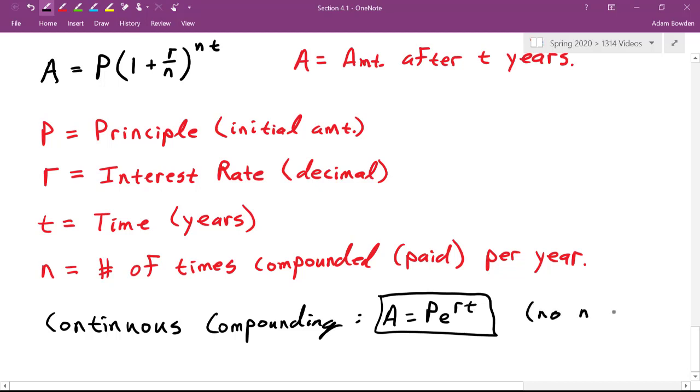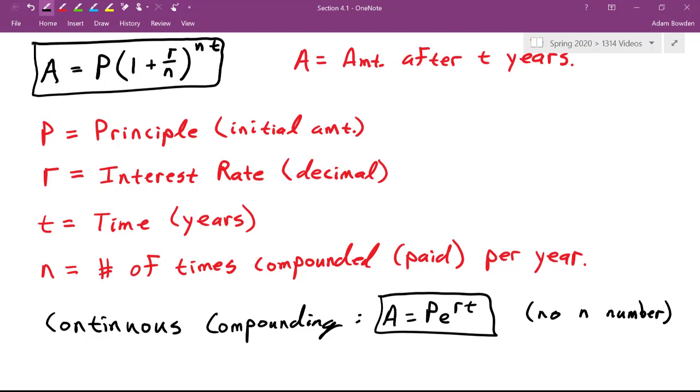So there's no N to worry about here, because the interest is always being paid, so we don't have to think about it being broken up into payments at different times during the year. It's always going to be earning interest. So those are the two formulas that we have. One has the N, one does not, but both have P, R, and T at least involved: principal, interest rate, and time.